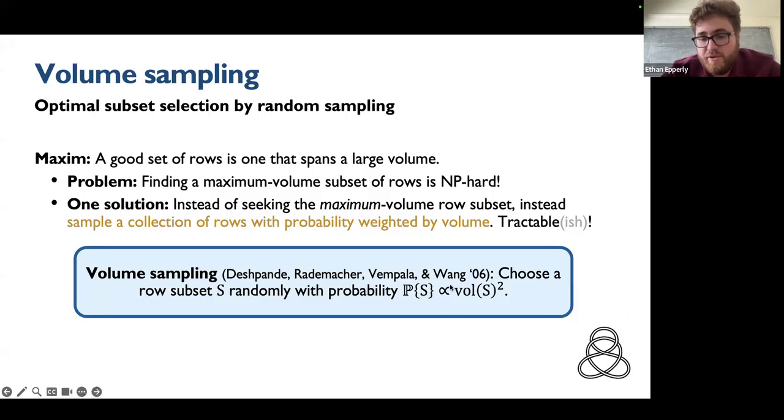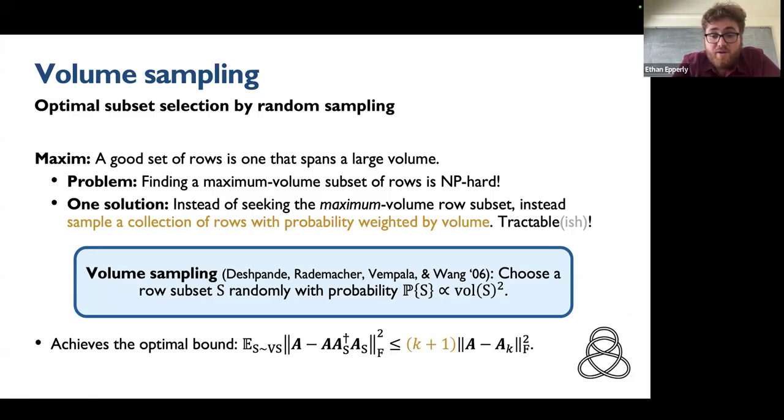So throughout this talk, I'm going to use this symbol, proportional to, to indicate a probability that's equal to whatever I specify up to some normalizing constant. Just say, up to some normalizing constant, the probability is proportional to the squared volume. And this distribution on k-element subsets is going to be known as the volume sampling distribution for this talk.